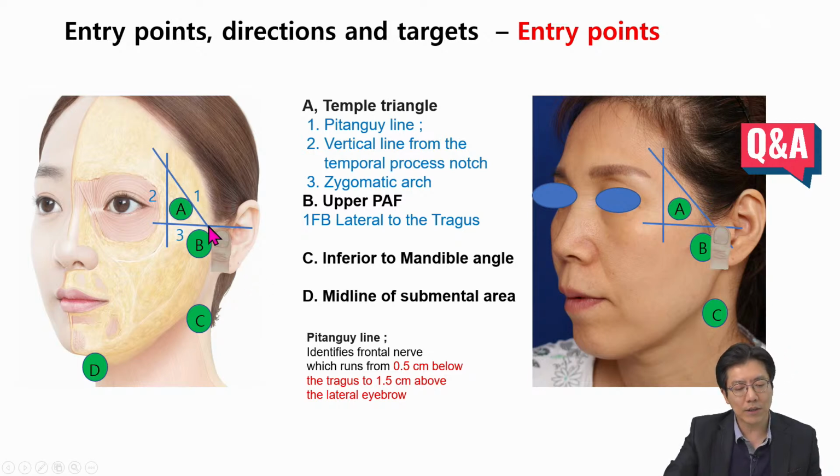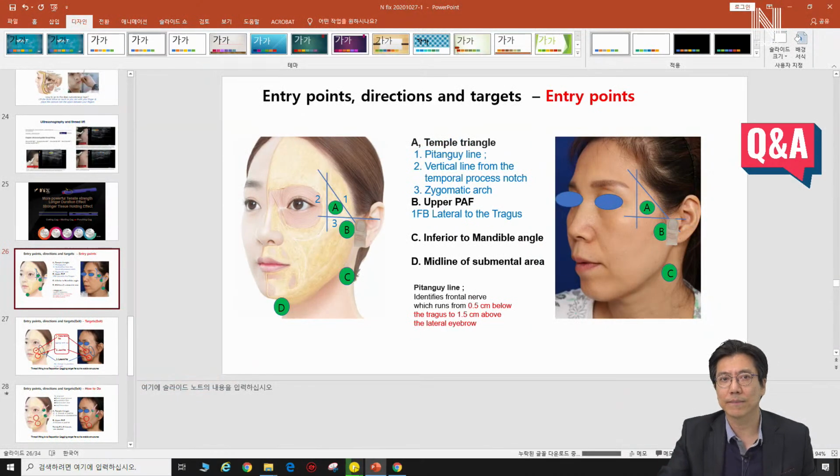Then another one is the zygomatic arch. This is number 3, the zygomatic arch, and we can also draw the vertical line from the temporal process notch in here. So this is the triangle to place the threads in the temporal area to lift our facial structures. Thank you so much.